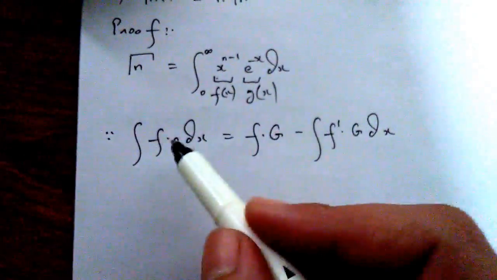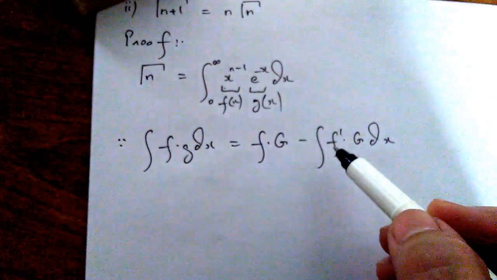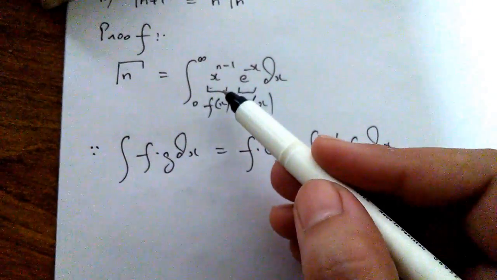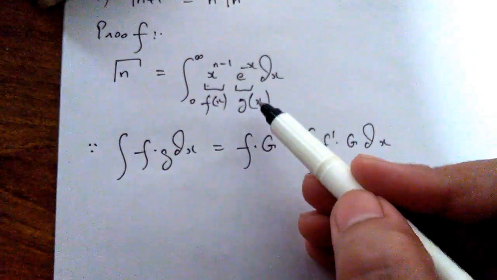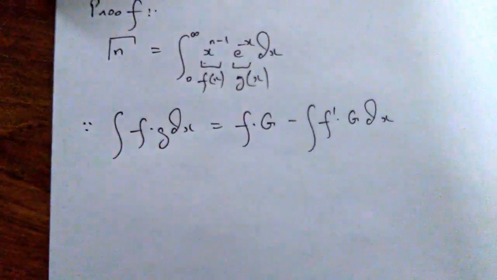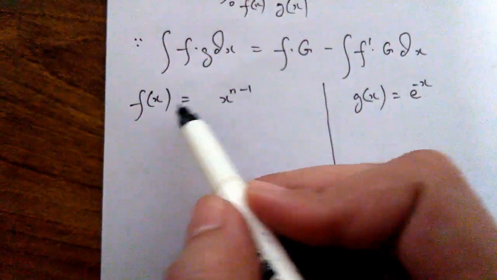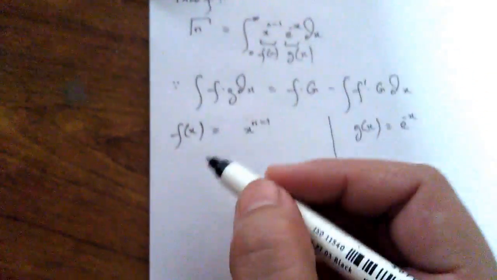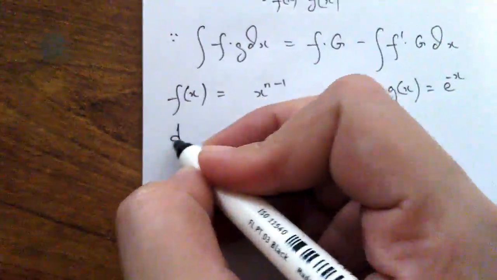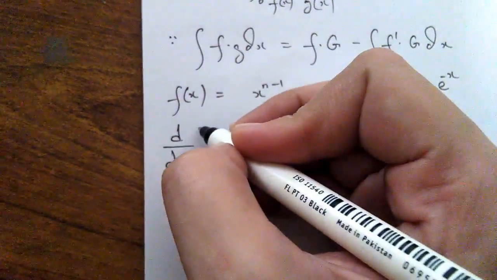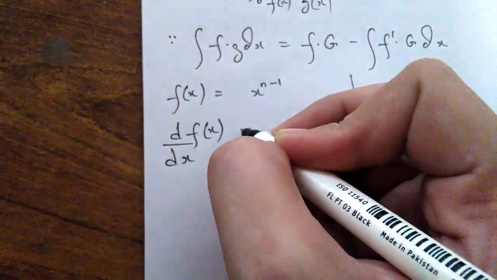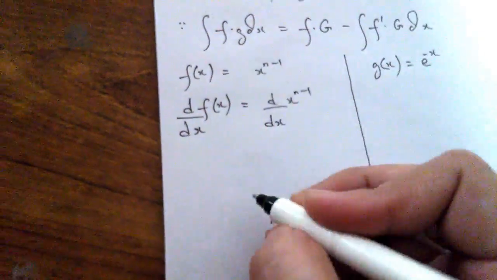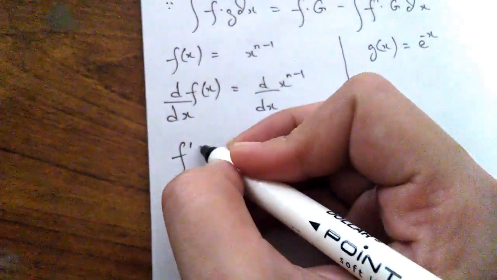Okay, so we have to find the f dash and capital G of x one by one. So let us differentiate this polynomial and integrate the exponential. Now let us differentiate both sides with respect to x, the original variable. Then we are going to get f dash x, the derivative of f of x.